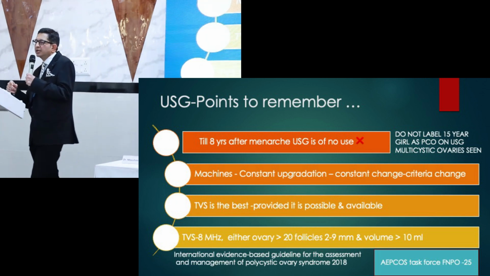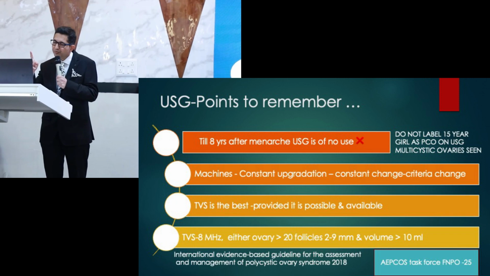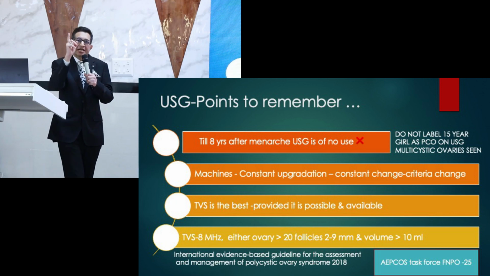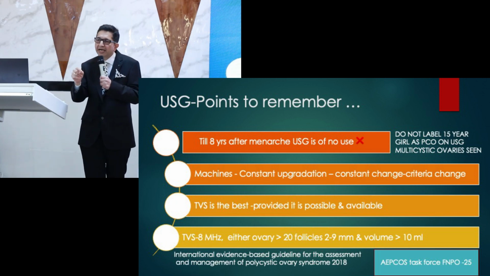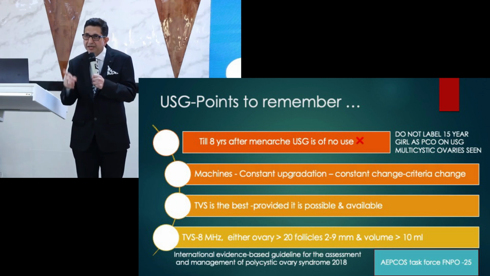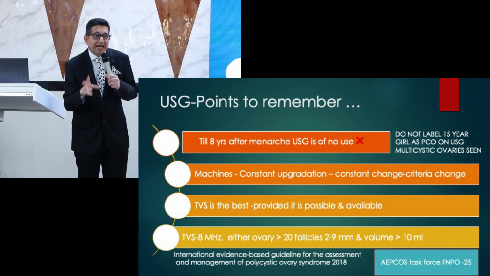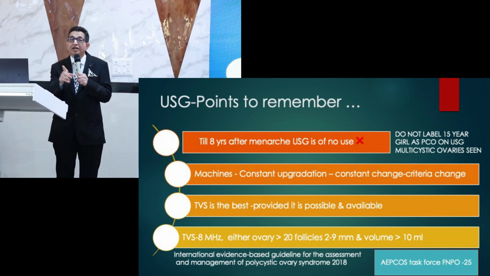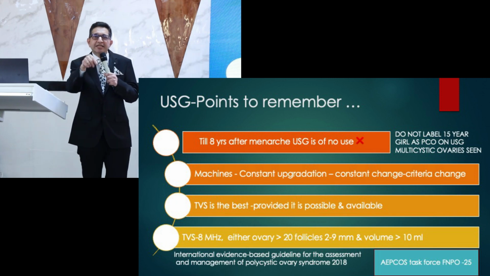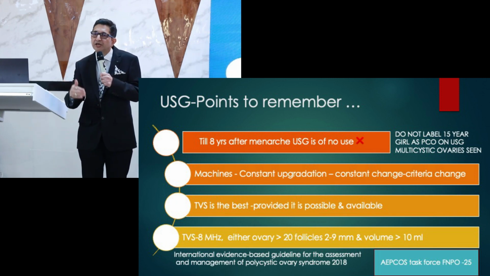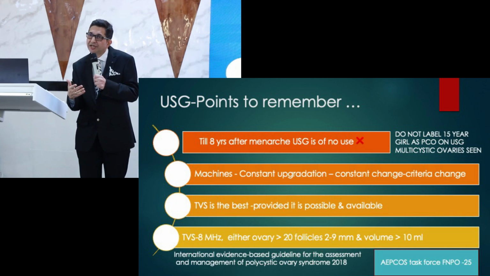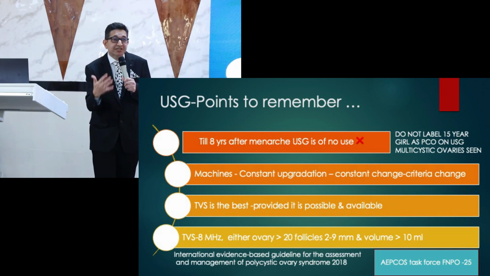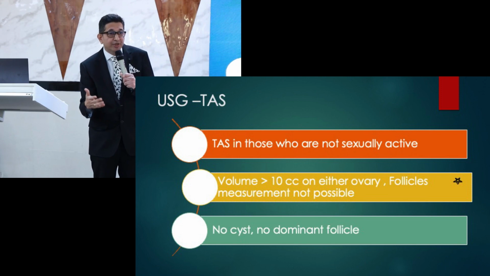The criteria are with 8 MHz probe, either ovary 20 follicles of 2 to 9 mm with volume more than 10 cc. This is the criteria given by the ASRM guidelines. But there is an Androgen Excess Society, and they have given the criteria of the follicle number per ovary more than 25. Now why they have said 25 and not 20? Because Androgen Excess Society has considered the classification with the machine which has got a very high resolution. So as the resolution of machine is increasing, the change in the definition can be noticed.